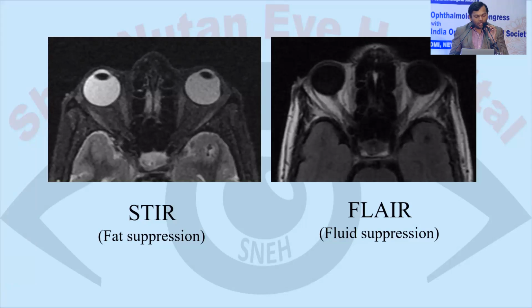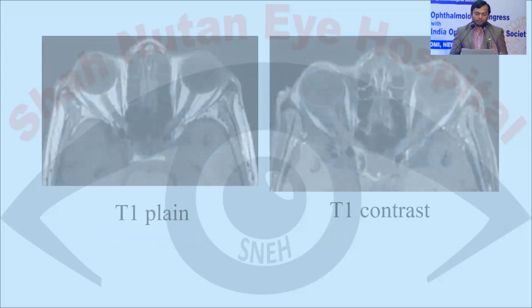Now further we go ahead with the STIR imaging, which is a fat suppression image, and we can see the mass remains unchanged with fat suppression. And the other we have is FLAIR imaging, which is fluid suppression, and we see the mass disappears on FLAIR. So this is predominantly a fluid-filled mass located inside the orbit, and it turned out to be a ciliary body cyst.